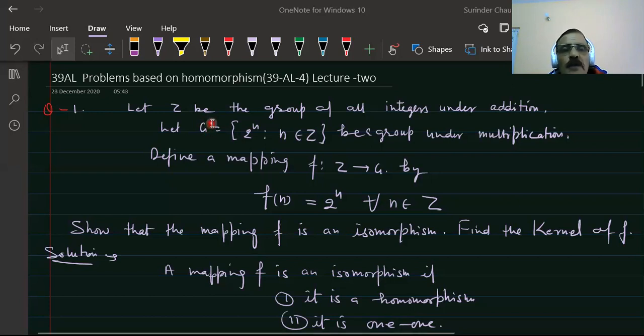To understand the terms, the first problem is: let Z be the group of all integers under addition, and G, consisting of 2 raised to n where n is an integer, be a group under multiplication. Both are infinite groups. The first group is under binary operation addition, and the second is under binary operation multiplication.